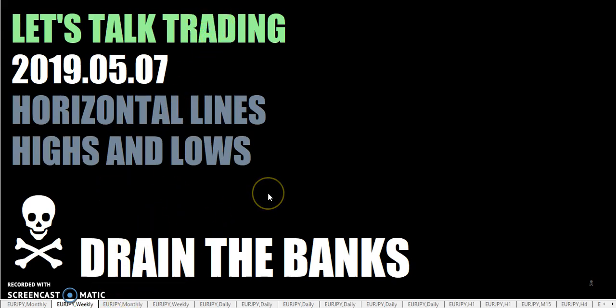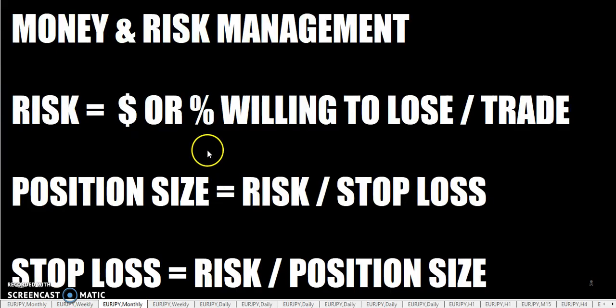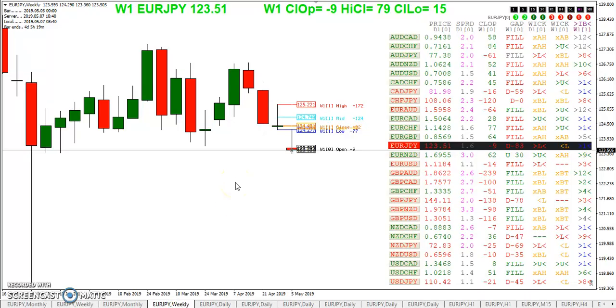And for some strange reason, it's taking a while for the screen to change over. And you always have to keep money and risk management in mind. And we'll see why today, because it seems like we're getting some volatility. Now, if you notice here, we had the euro yen come up into the previous week's wick zone, and then it's come out, and we've gone red for the week, red for the month, and red for the day right here.